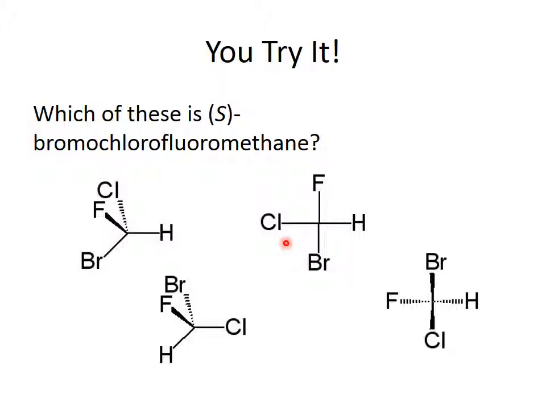If I assign priorities here, I get bromine, chlorine, fluorine. That's clockwise rotation, but the hydrogen's coming out, so this one's S. If I look at this one, the hydrogen's going back, so bromine, chlorine, fluorine, that's R. Here, the hydrogen is down. I assign rotation. Bromine is 1, chlorine 2, and then fluorine, and I would see that this is clockwise rotation, so this is R. The only one that is S is this one.